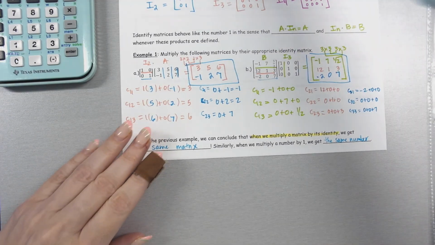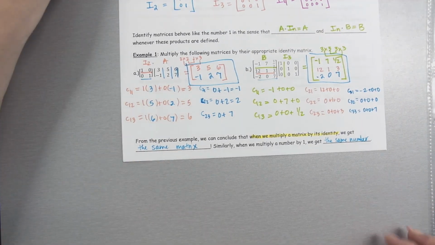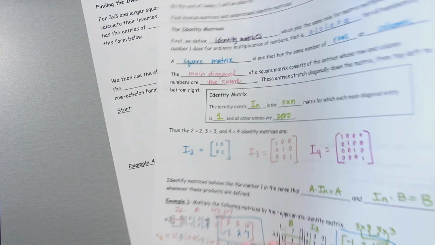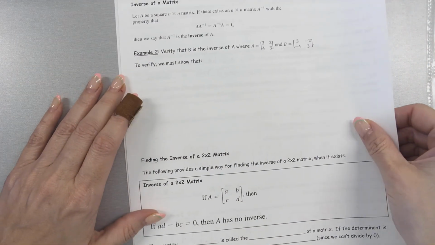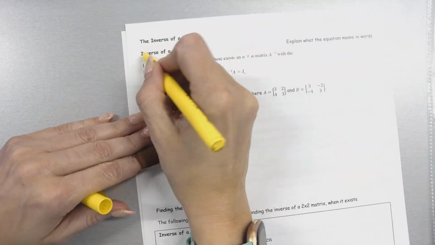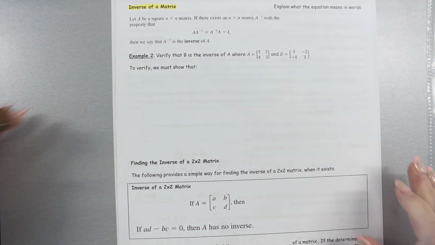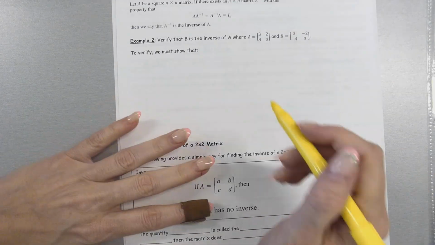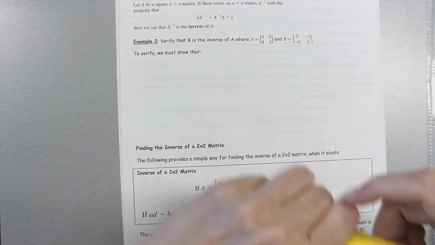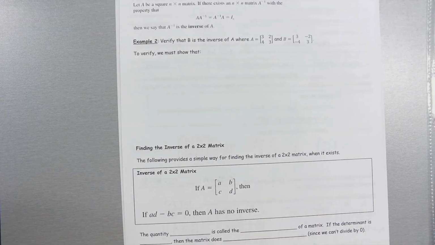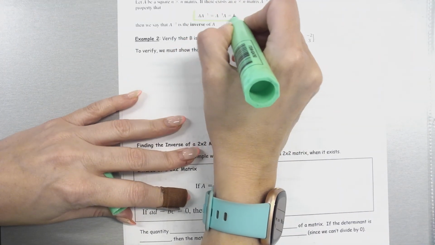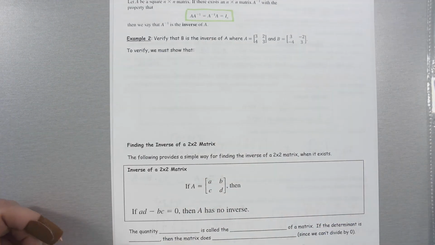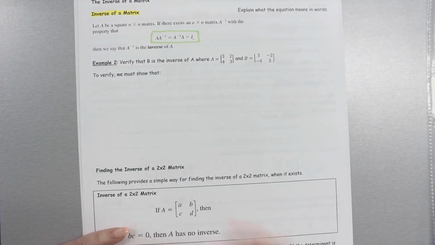All right, now we are going to be finding the inverse of matrices. Okay, so for the inverse of a matrix, if you let A be an n by n matrix, if there exists an inverse to that matrix, it's going to hold true to this property, okay, that a matrix multiplied by its inverse would be equal to the inverse multiplied by the matrix, and that would be equal to the identity matrix.